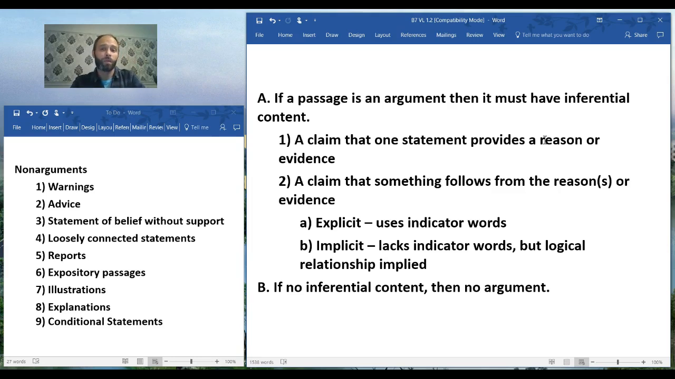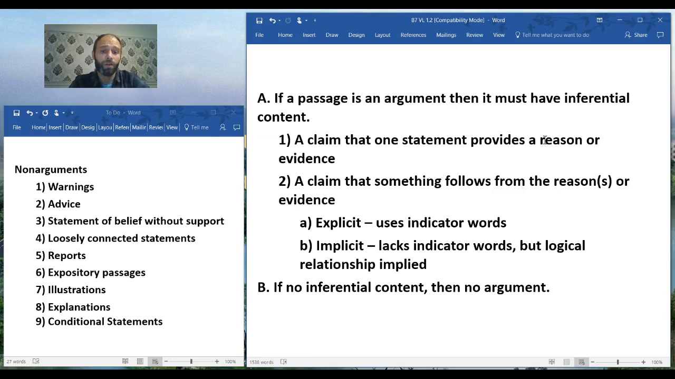Now, the claim that some of the information follows from some of the other information can be explicit or implicit. Explicit means stated, and if the inferential link is stated, then it would use indicator words. So if the argument says "since A, therefore X," then that inferential link would be explicit. The passage would be telling us explicitly that A was supporting X. Or the logical link can be implicit. It would lack the indicator words, but something about the order of the statements or the content of the ideas would tell us that there is a relationship of support between premise and conclusion.